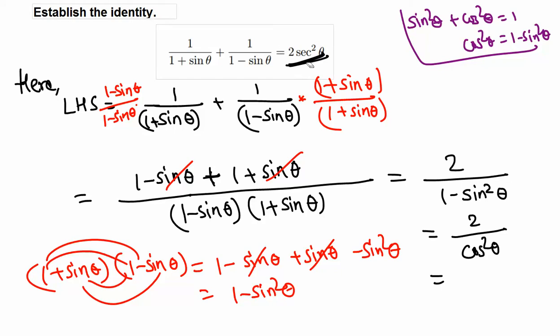Okay, secant is the reciprocal of cosine, and we have that. So 2, we can think 2 is 2 times 1, and 1 over cosine is secant, so 2 stays there, 1 over cosine is secant, and we do have a square, secant square theta. That's secant theta times secant theta, which is the right hand side.